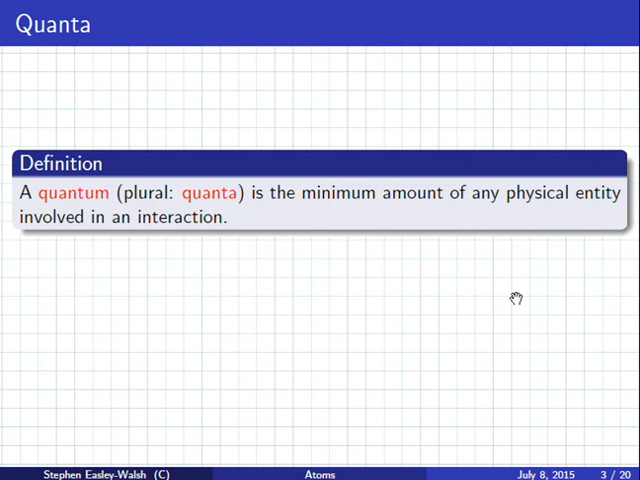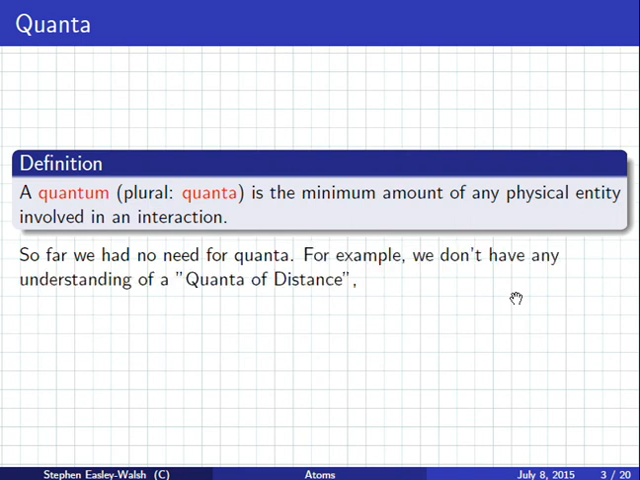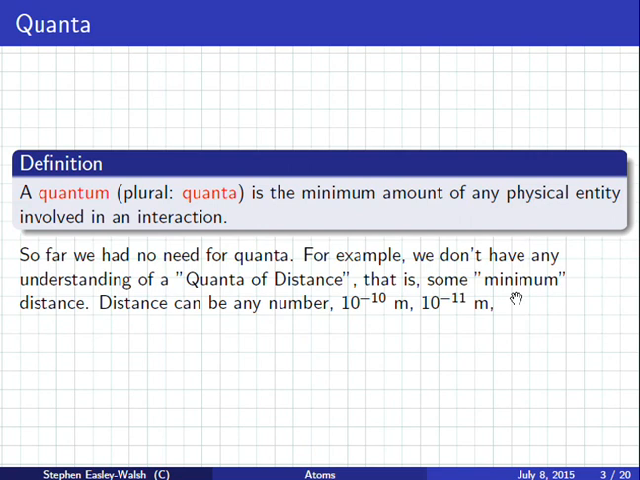Okay, can I go to the next slide? You got it? Yeah, okay. So far we have no need for quanta. For example, we don't have quanta of distance. I mean, distance, there is no minimum. Distance can be any number, you know? You could have 10 to the minus 10, 10 to the minus 11, 10 to the minus 12. You can have whatever distance you want. There's no minimum distance. You can have 10 to the minus 100 if you want.